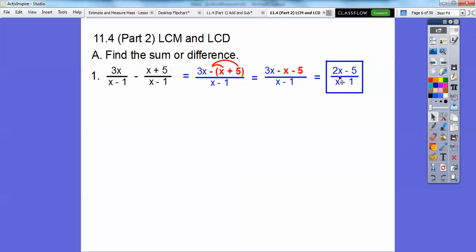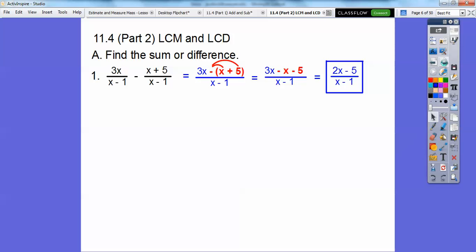Don't make the Algebra 1A error or the pre-algebra error and cancel those x's right there. You can't. If there's ever a plus or minus next to them, you can't cancel it unless it's the same thing. If it was 2x minus 5 over 2x minus 5, or x minus 1 over x minus 1. So you can't cancel it. That's your answer right there.